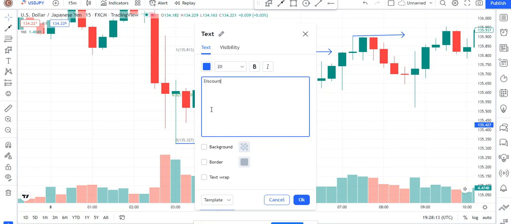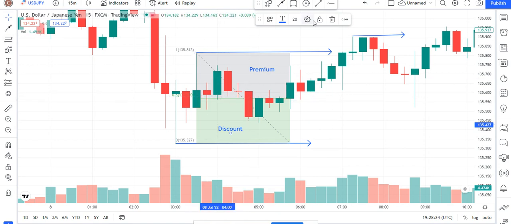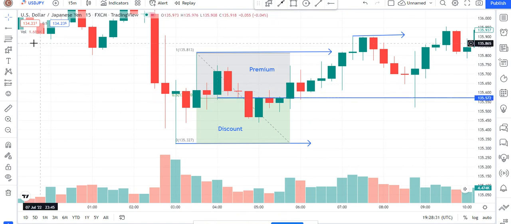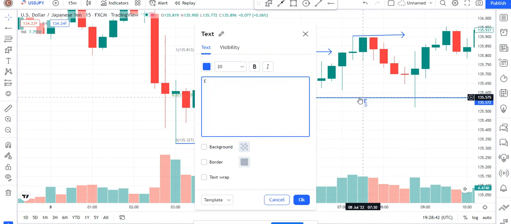Why is it called discount? It's called discount because the price down there is lower, all right? While this middle line that we can see here, the middle of the range, we call equilibrium. So it's the middle price. It's neither cheap nor expensive.